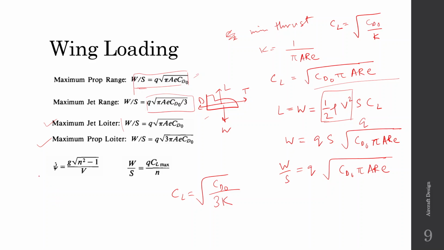Now these last two equations are for maneuvering flight. So how do you find the wing loading during some kind of maneuvers? During maneuvers you will be given some kind of turn rate. So this phi dot is the turn rate. From the turn rate you can find out the factor n, which is the excess lift required. And once you know n, then you can use this equation to find the wing loading.